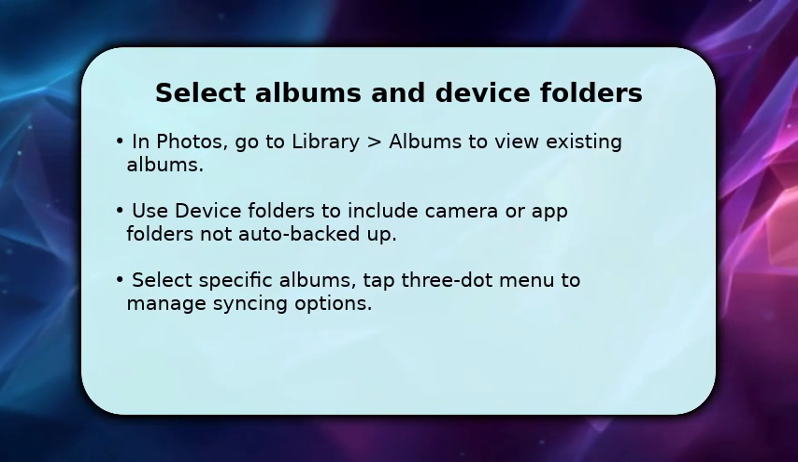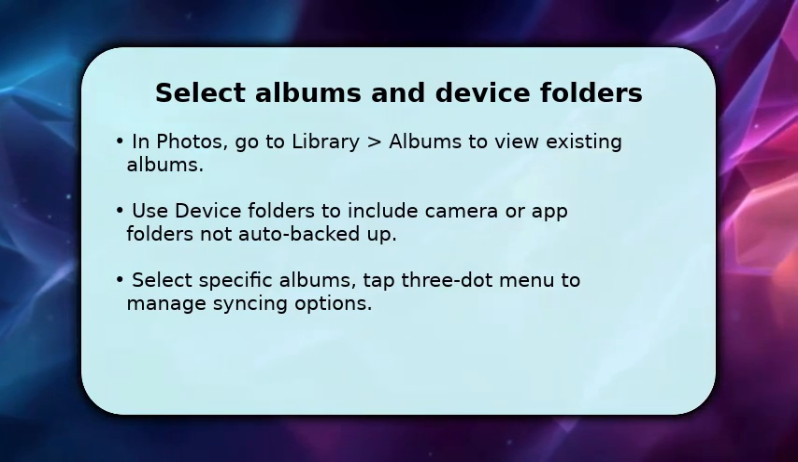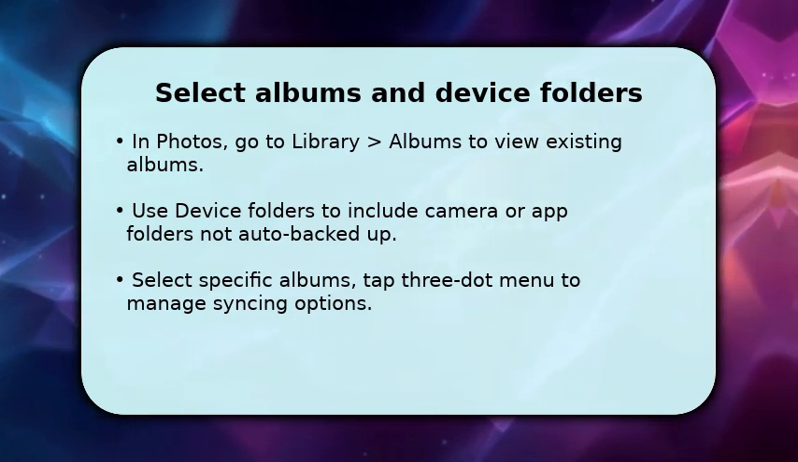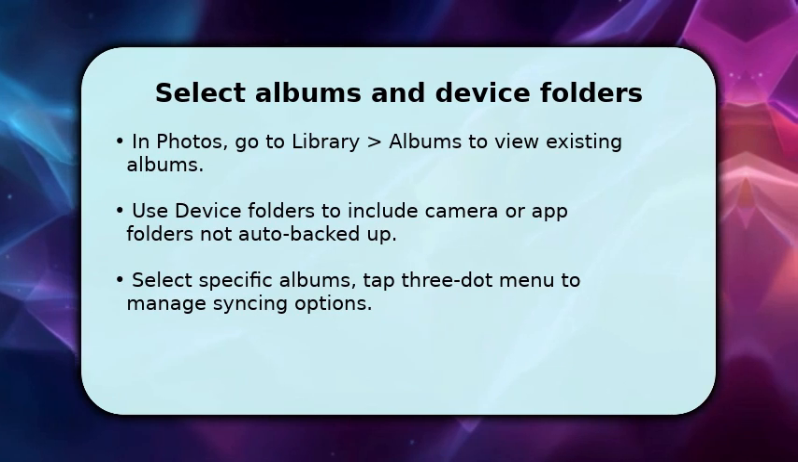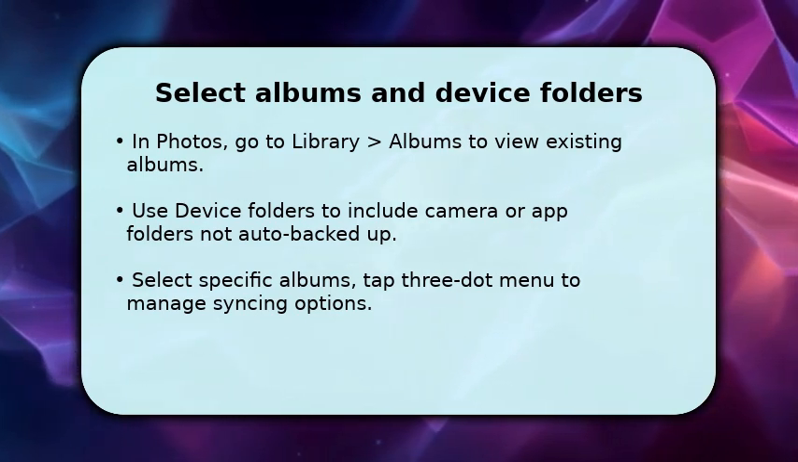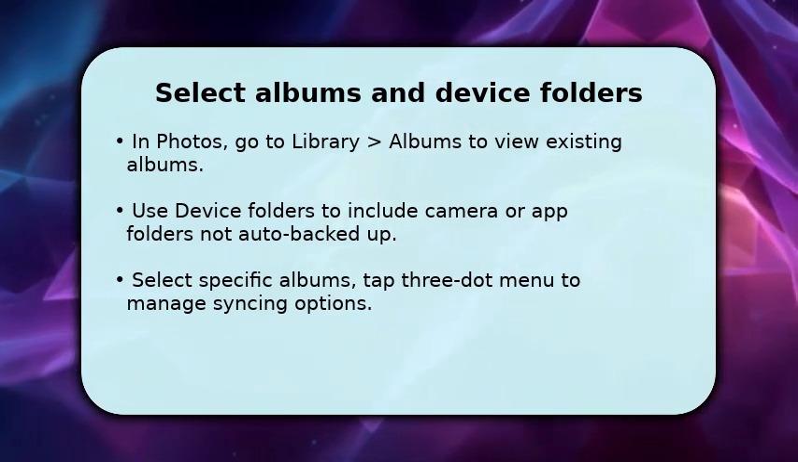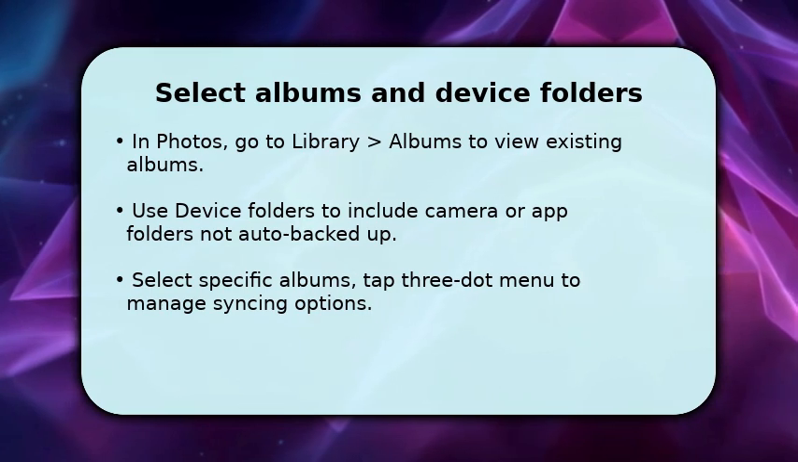Now you'll choose which albums and folders to include. Go to Library, then Albums to see Organized Collections. For photos stored in device-only folders, open Device Folders and toggle Backup for each folder you want included. This ensures those images are available to add into albums in the cloud.